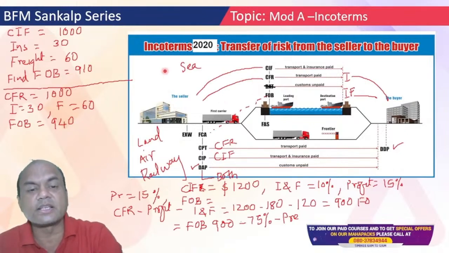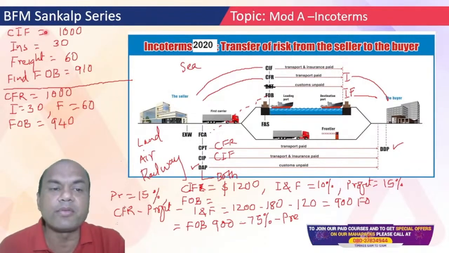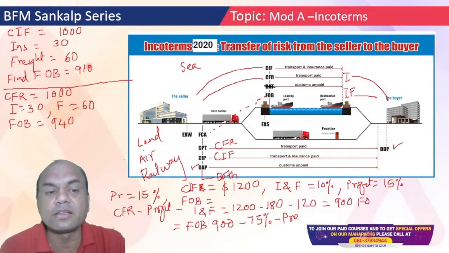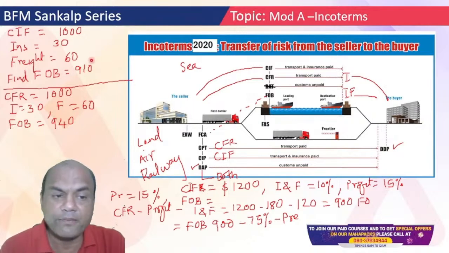This is the example I have given. Suppose I have a CIF of 1000. Insurance is 30, freight is 60, then my FOB will be what? 1000 minus 90, 910.